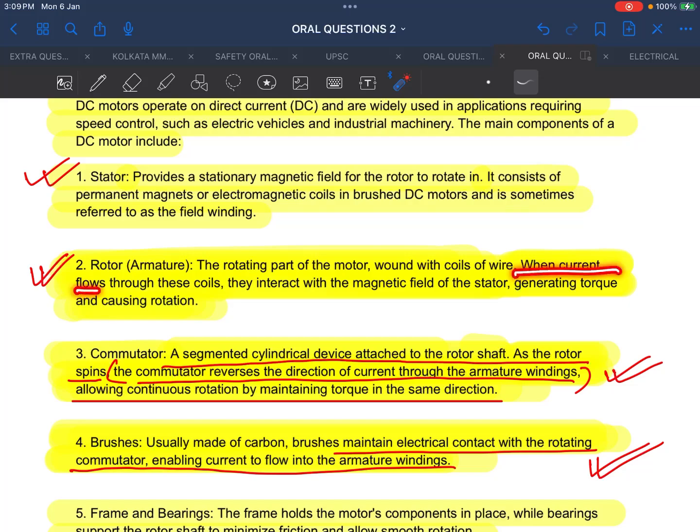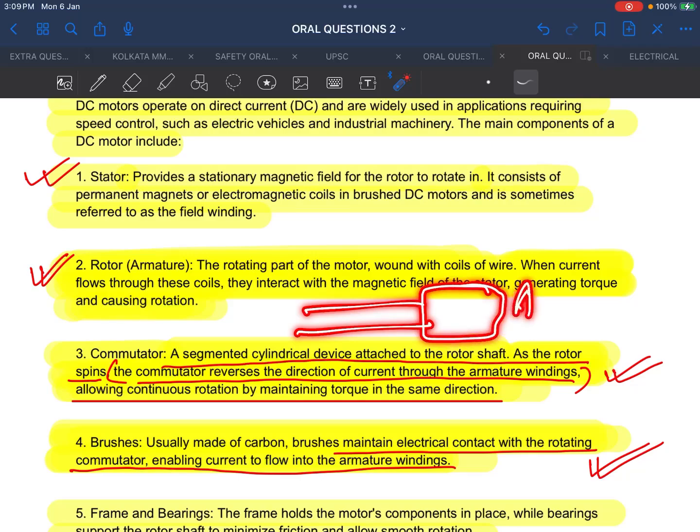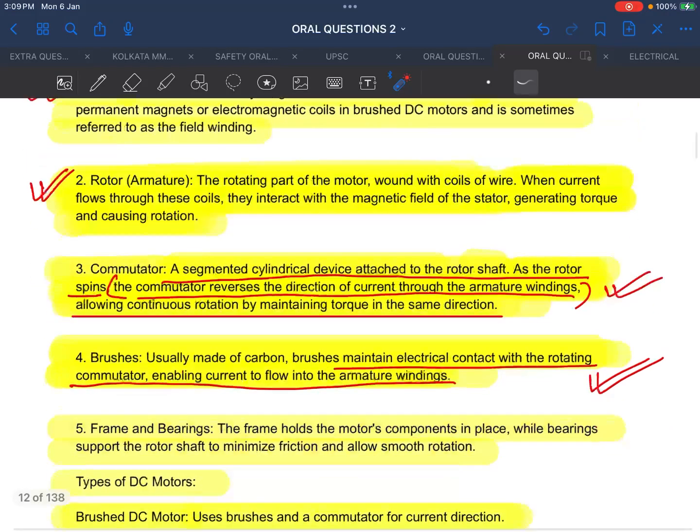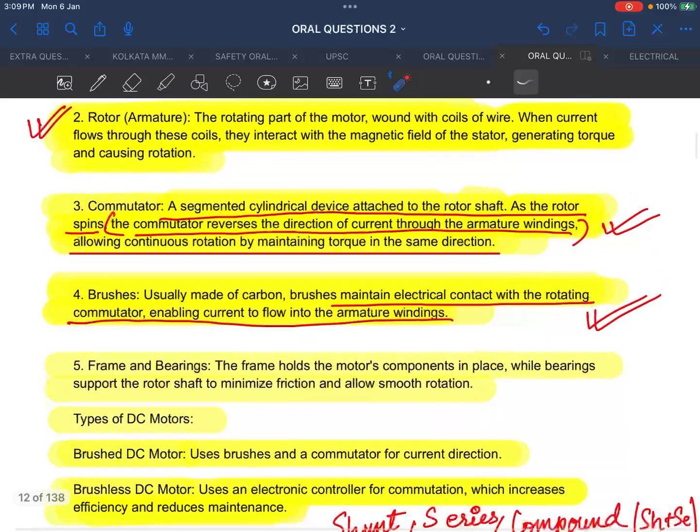When current flows through this coil, it interacts with the magnetic field of the stator. Let's suppose we give DC supply to the armature winding of the rotor, then current will flow, and due to this current a magnetic field is produced. When this magnetic field interacts with the stator magnetic field, torque is produced and the rotor will rotate. I will explain this later.